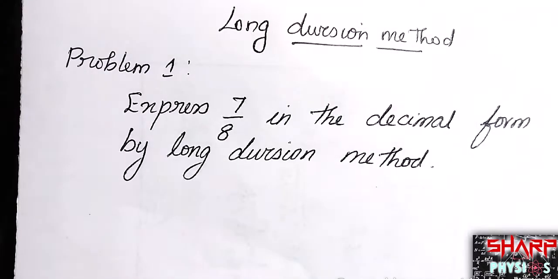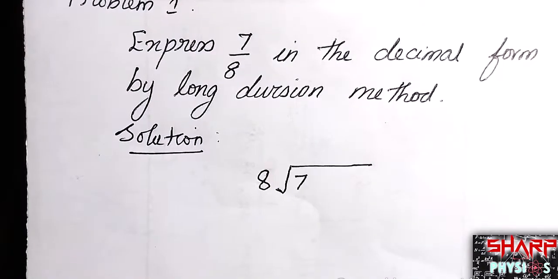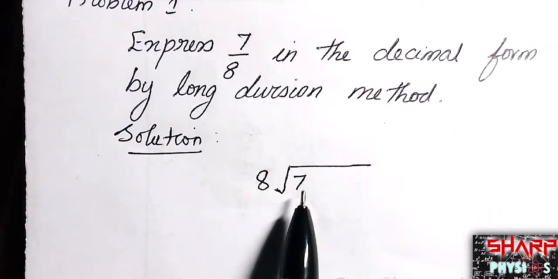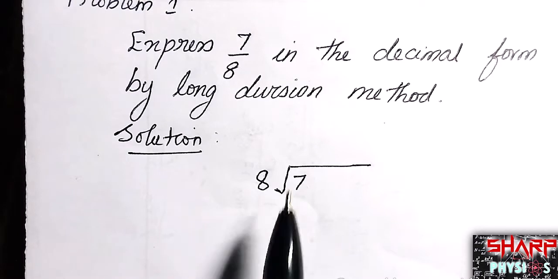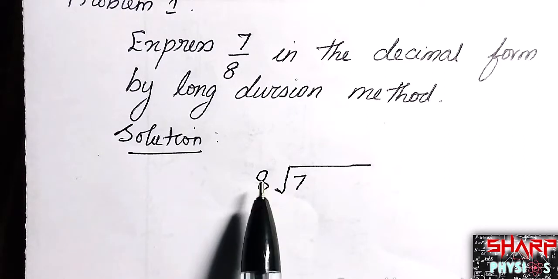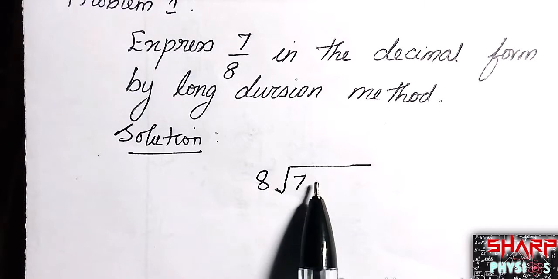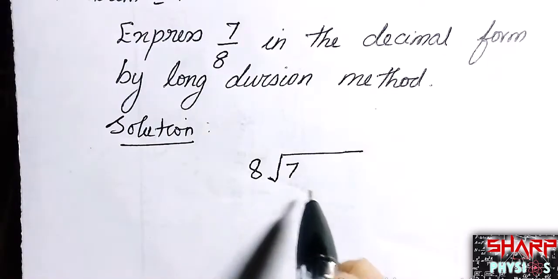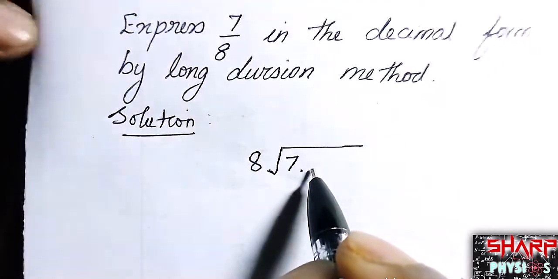So the problem is: express 7 by 8 in the decimal form by long division method. Express 7 by 8, that is 7 divided by 8, in the decimal form by long division method. So we will find out the solution for this. Take the divisor outside and keep inside what you have to divide. So 7, 8. With 8 you have to divide 7. Just keep a dot and add a 0.